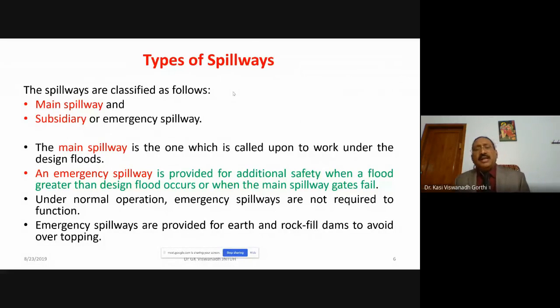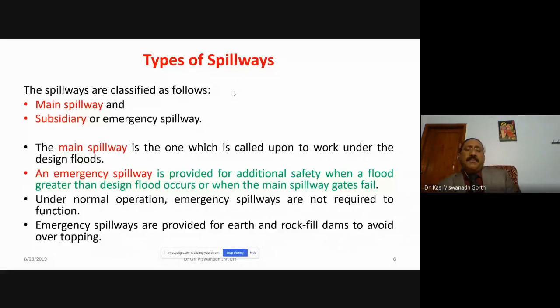What will happen? You are not able to lift the crest gate. You are not able to allow the discharge to flow. Though the spillway is designed for the maximum flood, because of the failure of the gates, there could be a possibility of failure of the dam and the entire dam reservoir project. So to avoid this situation, the emergency spillway will be provided.